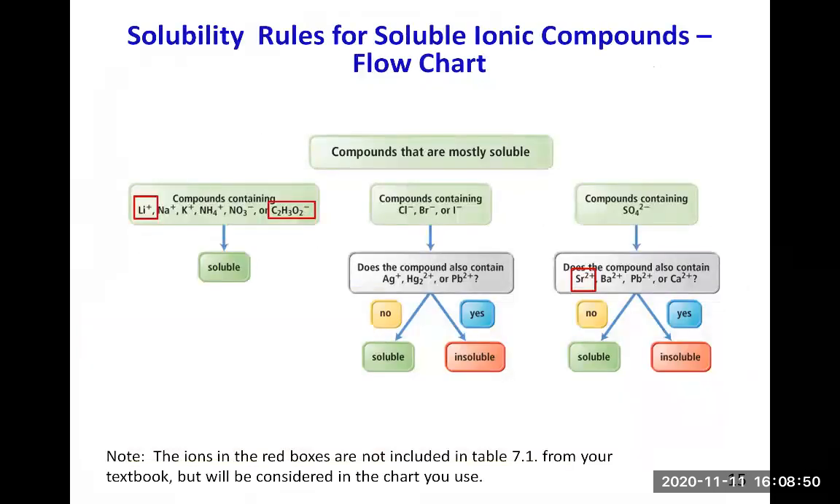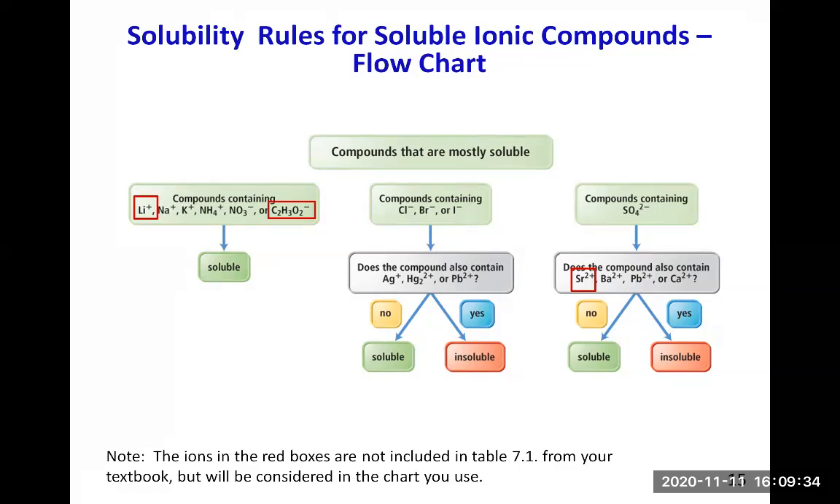Here is a flow chart showing how we can deduce from some ions if they are soluble ionic compounds. This is all about compounds that are mostly soluble. Compounds that contain lithium, sodium, potassium, ammonium, nitrate, or acetate are always soluble. There are no exceptions. Notice that some ions are surrounded by a red box; those are the ions that are not included in the table in your textbook. That's why you need to use this chart or a table I will show you later on.